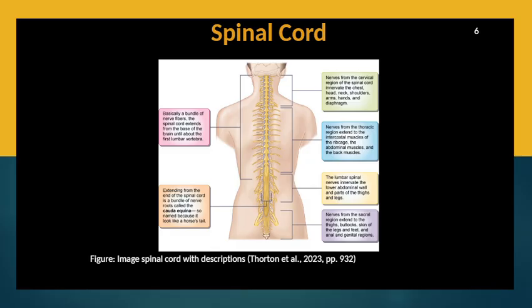At the top, the cervical spinal nerves exit the spinal cord and supply the head, neck, shoulders, arms, hands, and the diaphragm. Injuries above the C5 level often result in quadriplegia and can affect breathing because the diaphragm is controlled by the phrenic nerve, which originates from C3, C4, and C5.